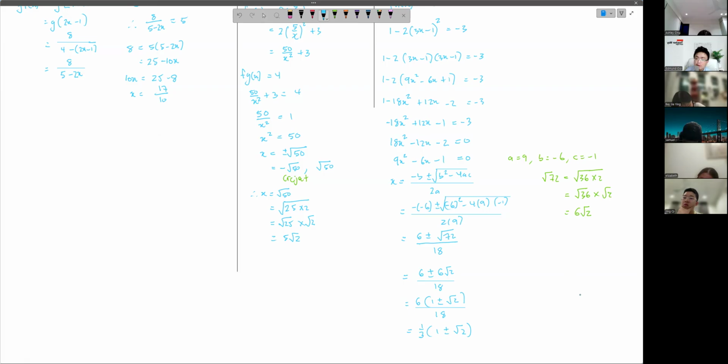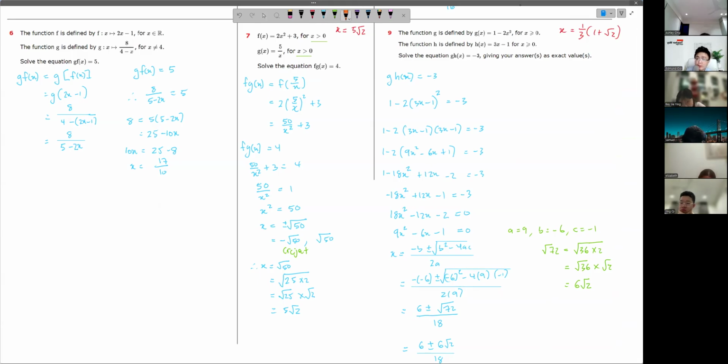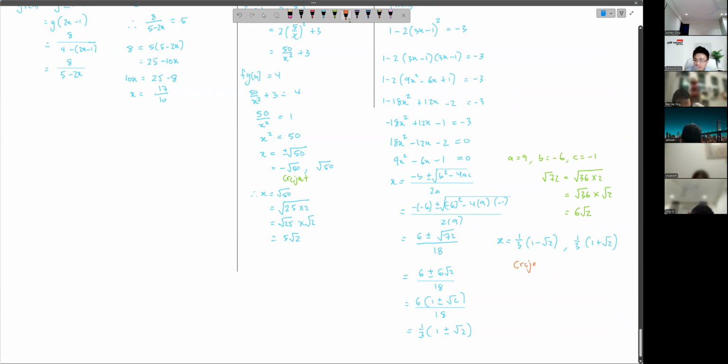So we want to check whether the minus can be accepted or not. It says here that your x is always bigger than 0, right? So which means that you have to reject one value. So x equals 1/3, 1 minus square root 2, or 1/3, 1 plus square root 2. So this one you will have to reject because x is negative here. So therefore, your x equals 1/3, 1 plus square root of 2, which is the answer here.